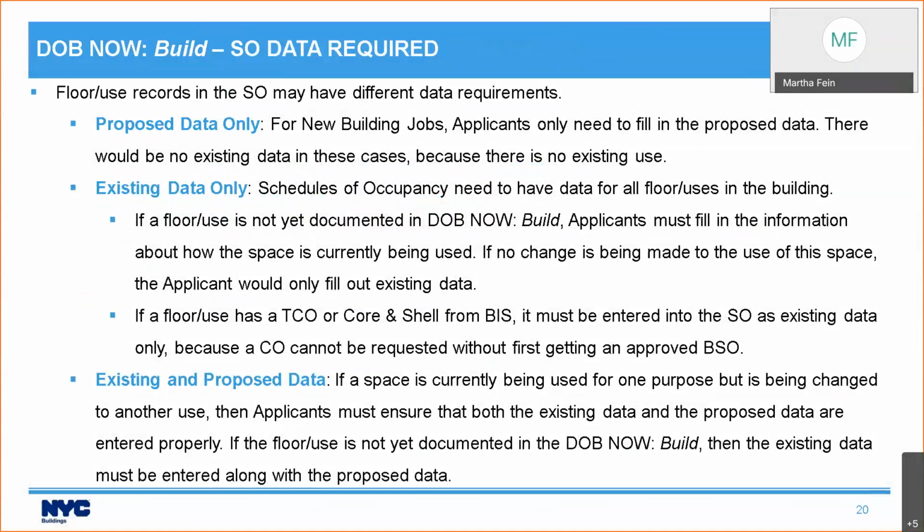So what are you going to enter? If you look at the existing Schedule A, there are two columns, one for existing data and one for proposed data. But you don't always fill out both of them. So let me talk about the circumstances in which you would fill out, how you would know what to fill out. The easiest one is new buildings. For new building jobs, you're only going to fill in proposed data because there is no existing data because it's a new building. So proposed data only is for new building jobs.